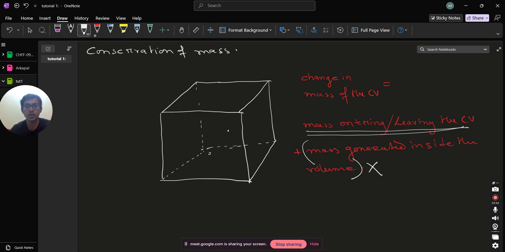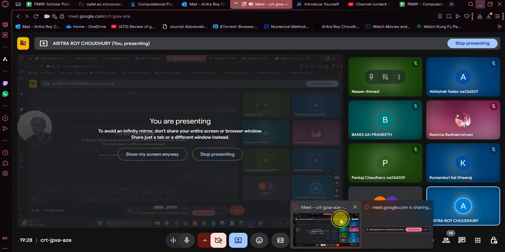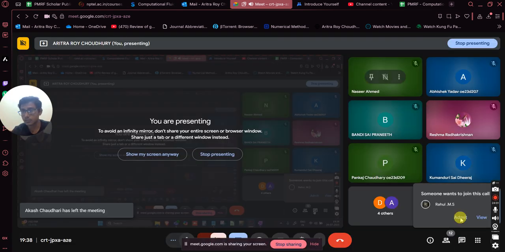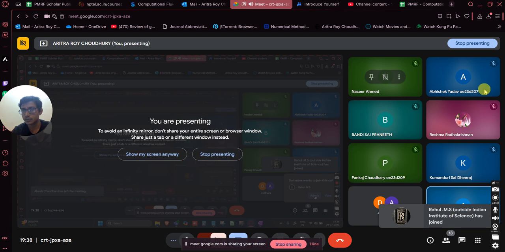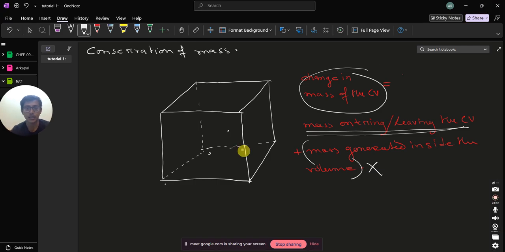Okay, so what will be the mass leaving a phase? What is this change of mass of the CV? We can write it in mathematical terms. Yes, in mathematical terms, we can write it something like this.